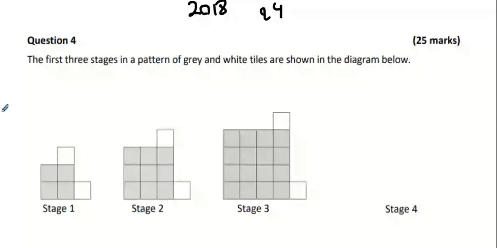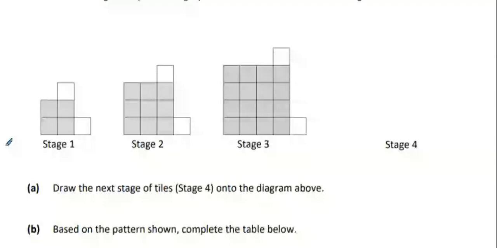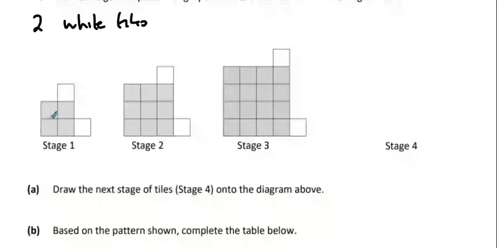All right, this is 2018 question 4 in paper 1. So we can see the pattern here. Two white tiles, two white tiles, two white tiles. No matter what, we're going to have two white tiles every time. There's four grey tiles, which is a 2 by 2 pattern. The next one is a 3 by 3 pattern, 9. And the next one after that is a 4 by 4, which is 16.